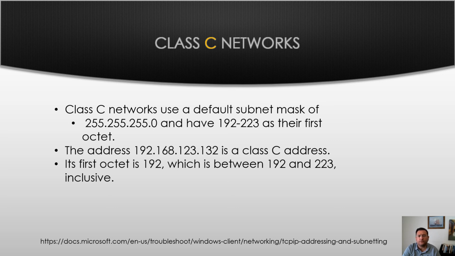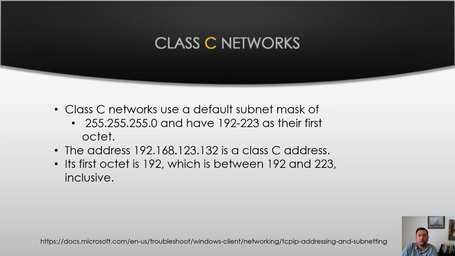Class C networks use a default subnet mask of 255.255.255.0 and have a range of IP addresses with the first octet being between 192 and 223. So the address 192.168.123.132 is a class C address. And the first octet we see is 192, which is between 192 and 223 inclusive.